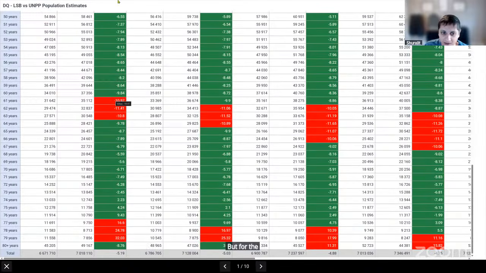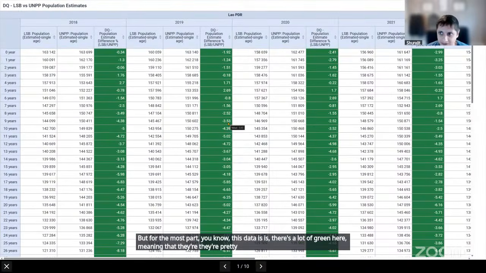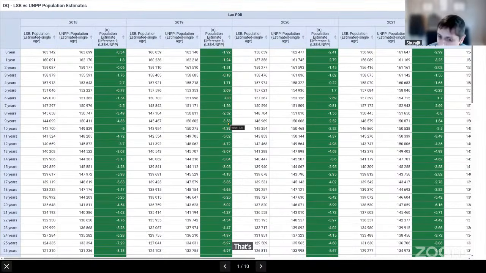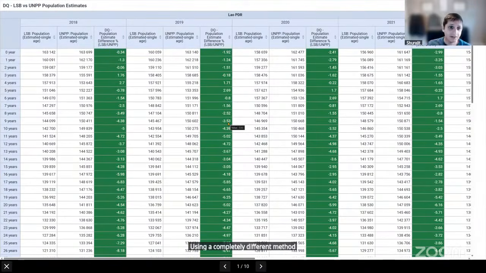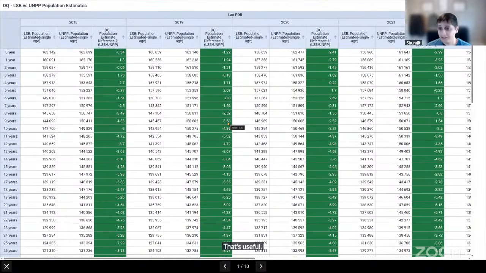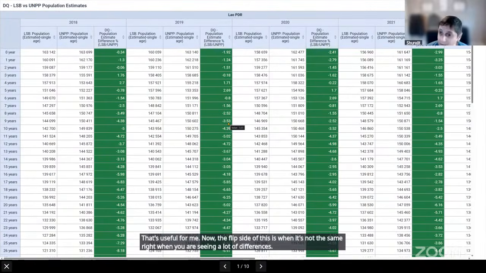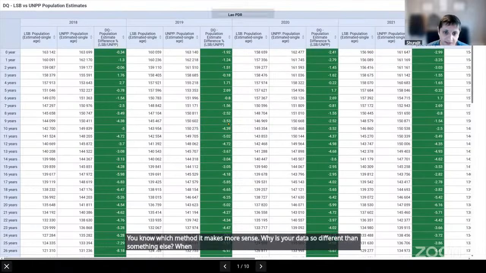But for the most part, there's a lot of green here, meaning that they're pretty closely tied together. And that's very useful for me to understand because my census data is very similar to data that has been calculated in a completely different way, using a completely different method, by a completely different agency or organization. And when I have that, that's useful for me. Now, the flip side of this is when it's not the same, right? When you are seeing a lot of differences, then you might have some challenges. You might have to determine which method makes more sense. Why is your data so different from something else, when generally speaking, that should not be the case?